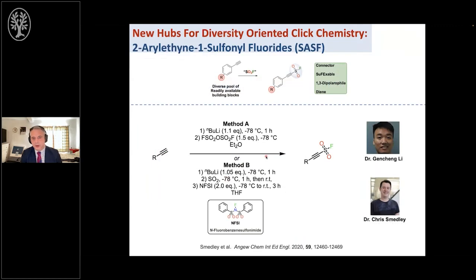So how do we make them? Well, it wasn't too challenging. We decided to go from the acetylenes here, the terminal acetylene, and try to trap it with an electrophilic source of SO2F or an equivalent of that. Well, we had two methods.